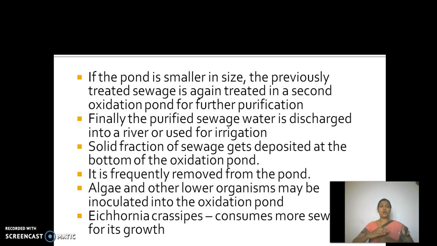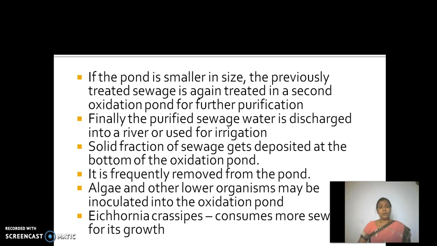What happened to the solid fraction? The sludge that is deposited at the bottom of the oxidation pond has to be removed quite often. The effectiveness of the oxidation pond in removing the sewage or the fine colloidal particles depends on how often we remove the waste or the solid fraction or the sludge that gets deposited at the bottom of the oxidation pond. It is frequently removed from the pond.